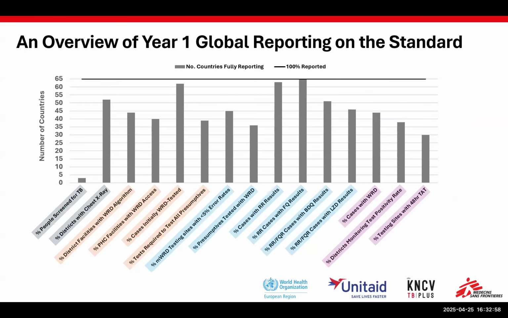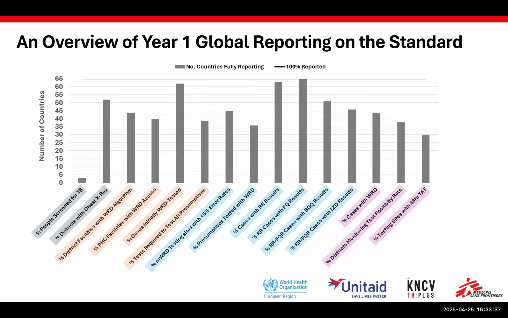So this is what the global reporting from high-burden TB countries and those prioritized by WHO regions for reporting on the standard looks like. So this is data reported last year by country. So this was the first year of global reporting on the standard. It included up to 65 countries. You can see the number of countries that reported on each of the benchmarks listed below, where the benchmark titles are summarized and they are colored by steps. So the first 2 benchmarks, people screened for TB and the percent of districts with chest x-ray, are related to step 1, for example.